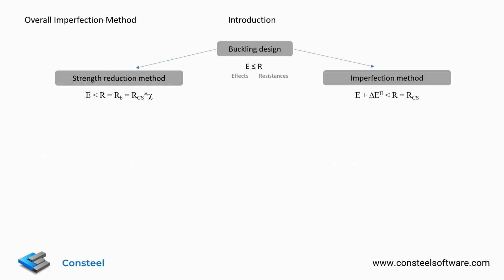If we insert the buckling resistance into the equation of the imperfection method, we can see that there is a straightforward relationship between the reduction factor and the second-order load effects. The key of the overall imperfection method is to find the appropriate scaling factor for the chosen buckling shape to have the equal effect as the standardized strength reduction method. To figure out the proper scaling factor, we need to carry out a multiple-step calculation process.